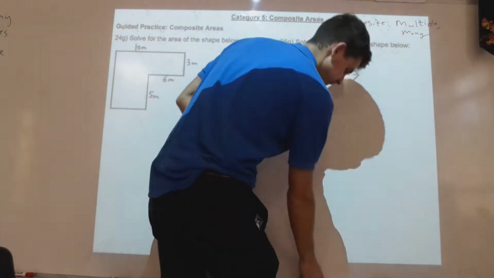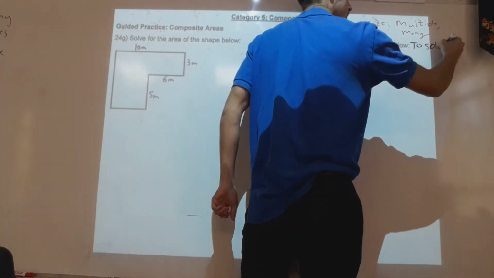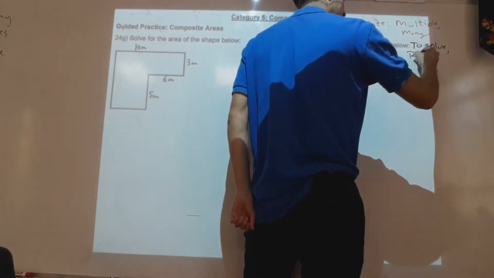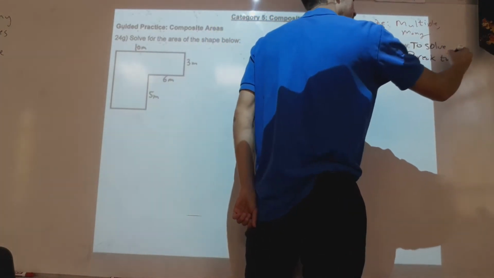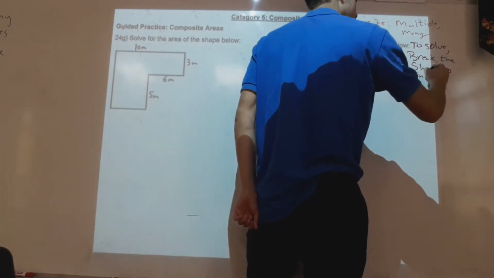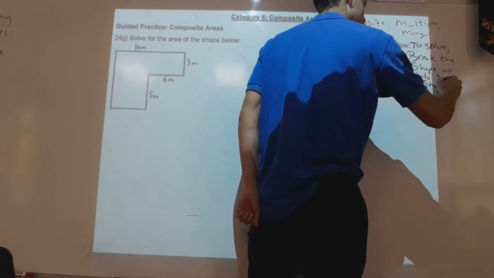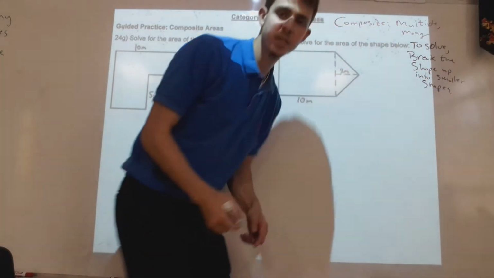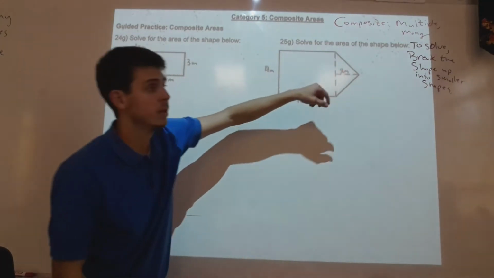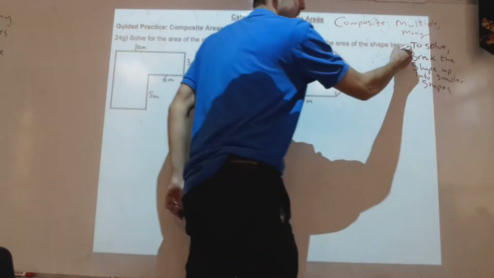write a new marker. To solve, can you see that? Yeah. To solve, break the shape up into smaller shapes. For example, when we solve this one here, we're going to find the area of the triangle and then add it to the area of the rectangle. Well, that's the first step, sorry.